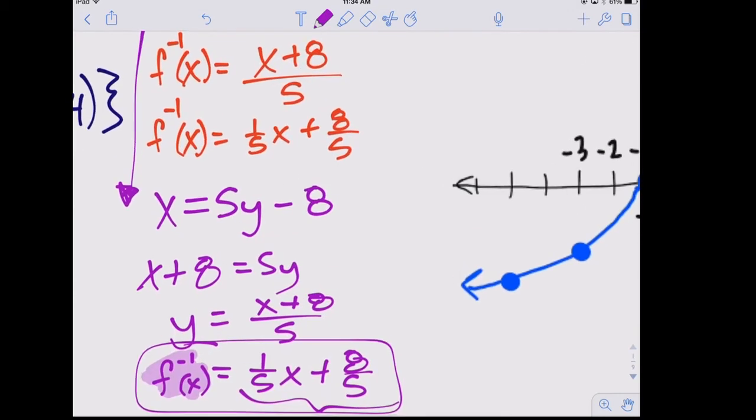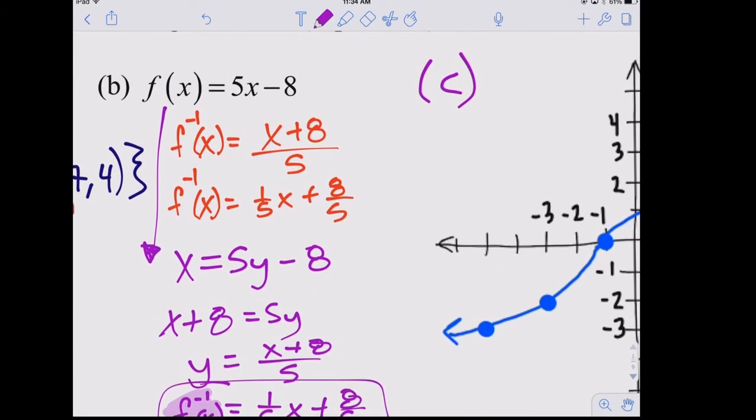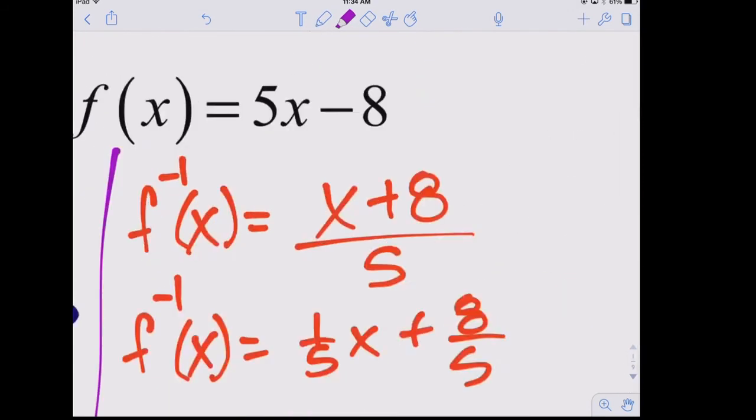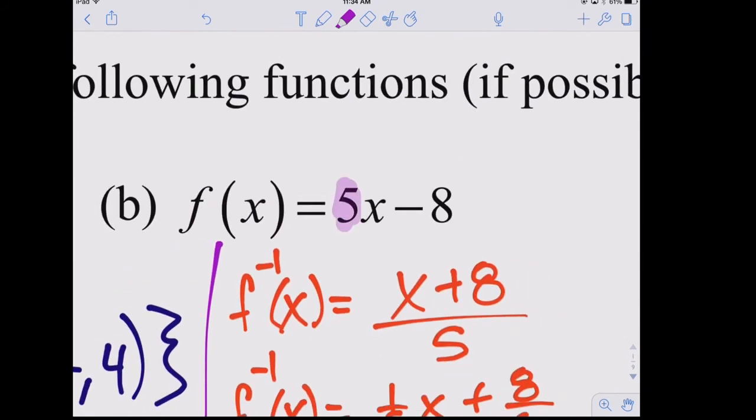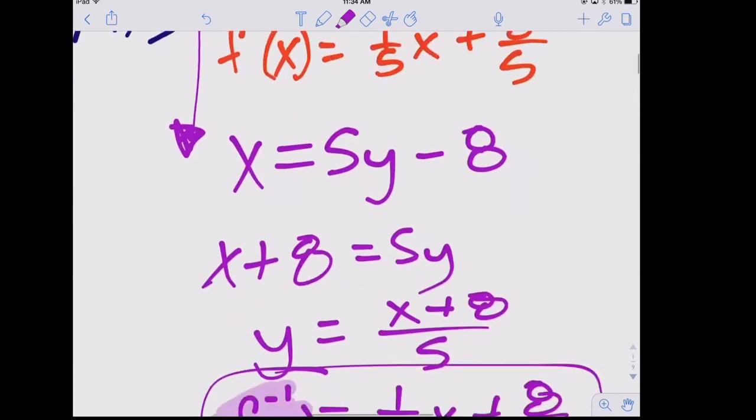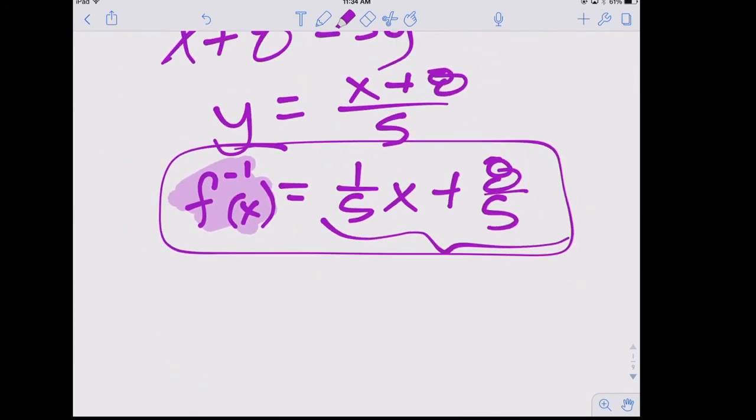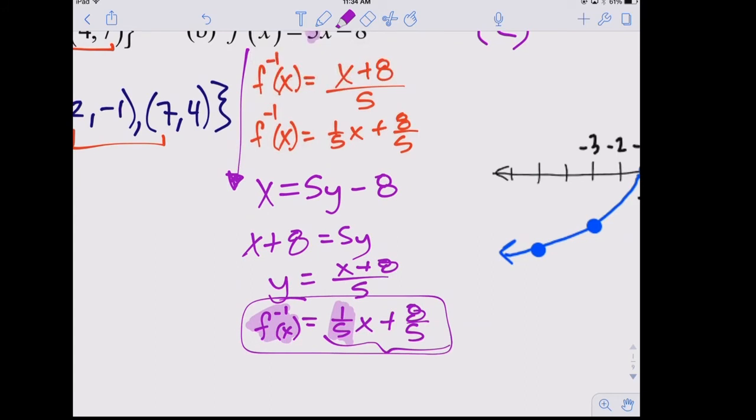Now here's one thing to notice about these two functions, and I don't know if it's a coincidence or not, but the slope of our function f is what? I highlighted it for you. 5. And our inverse also ended up being a line, but its slope was what? 1/5. How are 5 and 1/5 related? They're reciprocals of each other. So we had a pair of inverse functions here. Two functions that were each other's inverse.